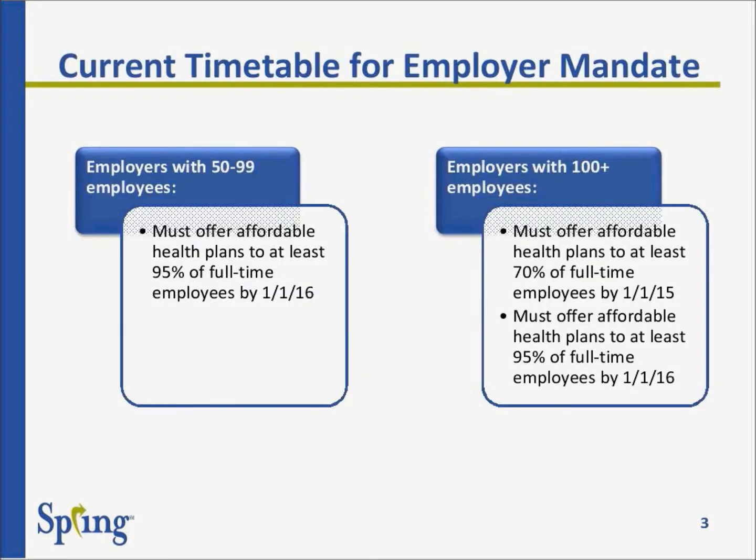This is the current timetable for the employer mandate. Employers with 50 to 99 employees must offer affordable health plans, and I can almost put that in quotes, affordable health plans, to at least 95% of full-time employees by 1/1/16. So keep in mind that affordable is the affordability test, the 9.56% by 1/1/16. Employers with 100-plus employees must offer affordable health plans to at least 70% of full-time employees by 1/1/15, and by 1/1/16, during that year, they must offer affordable health plans to at least 95% of their full-time employees.